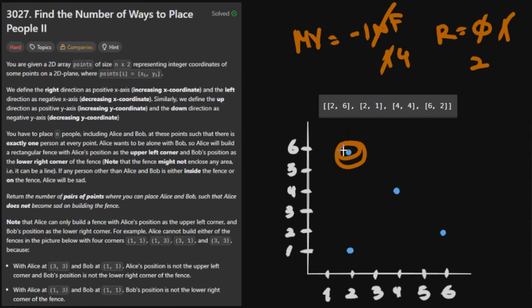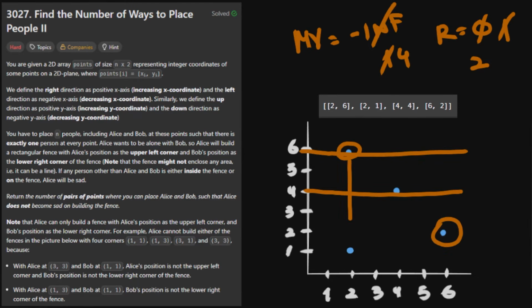Now we are still standing here, and the valid range for the y-axis is this now. And we are comparing this point and this point. We are comparing this pair, meaning this square.